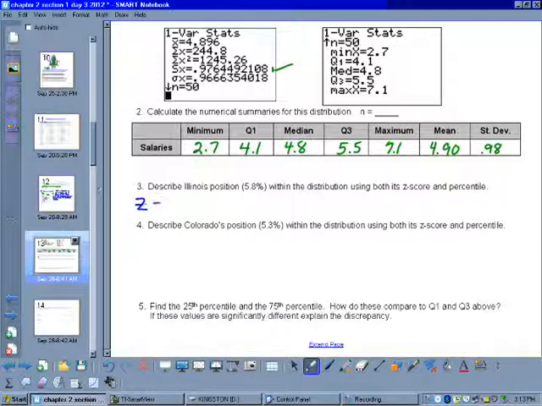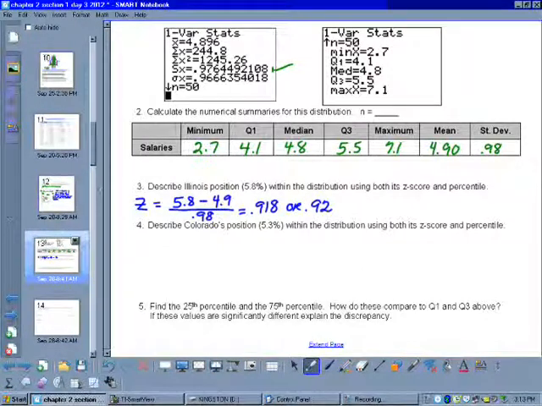To find the z-score, I take Illinois, which is 5.8, subtract the mean, which is 4.9, and divide by the standard deviation, which is 0.98. That gives me approximately 0.918, or 0.92 standard deviations from the mean, about one standard deviation above the mean.